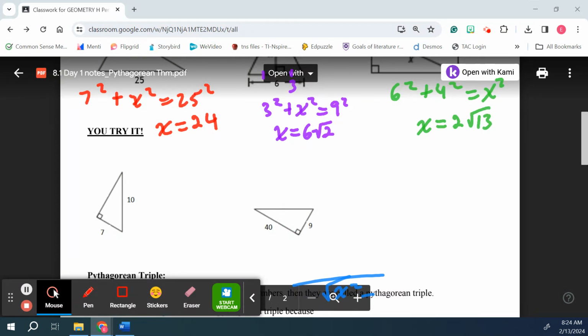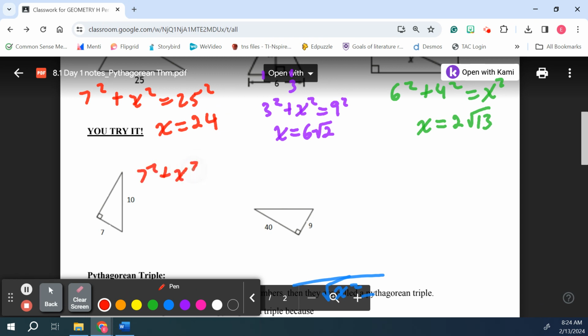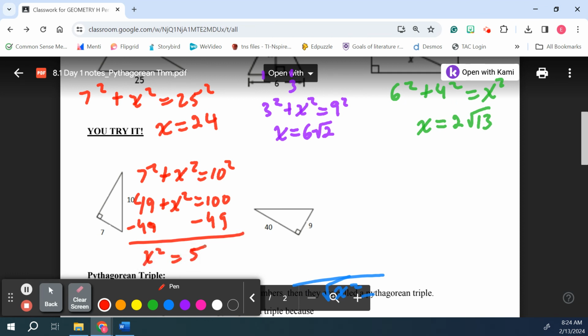All right, so while Devin is doing that, I can write down the work for this one for anybody watching at home. So this is going to be 7 squared plus x squared equals 10 squared. 49 plus x squared equals 100, minus the 49. And we have x squared equals 51. So this is the square root of 51 because it does not reduce. All right, Devin, let's do it. Show me how smart you are.